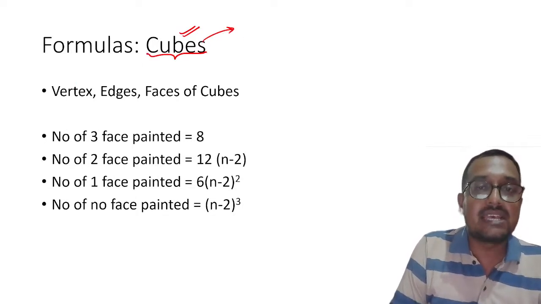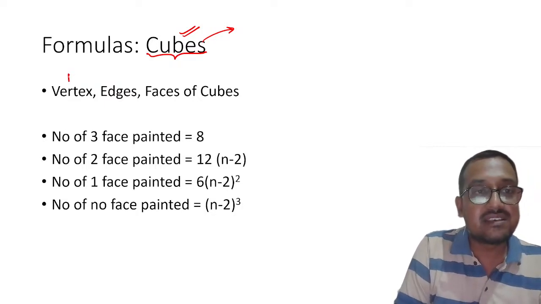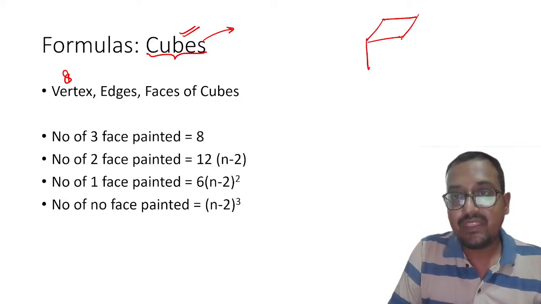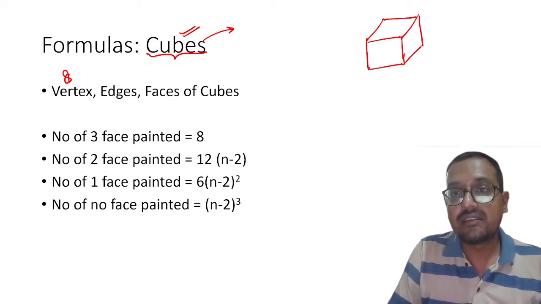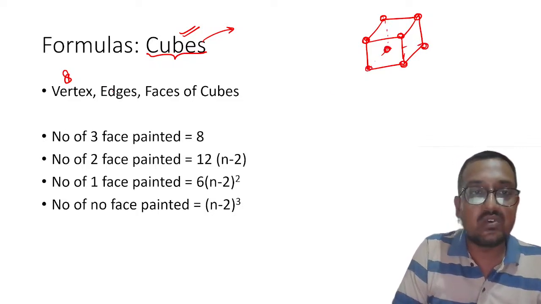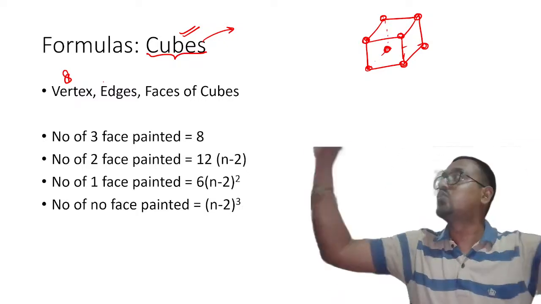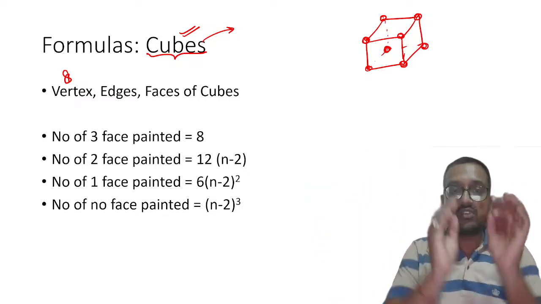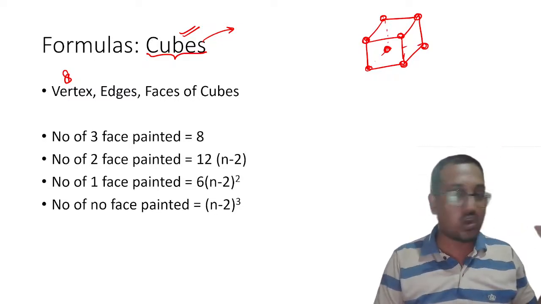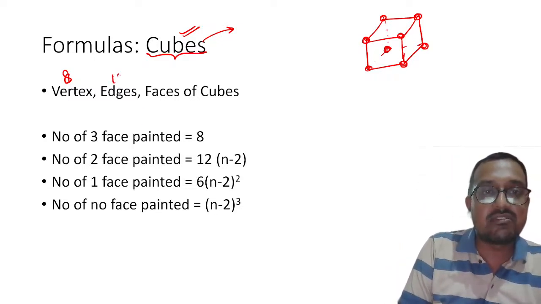Please remember a cube has how many vertices? It has 8 vertices. You can see 4 at the top, 1, 2, 3, 4, and then 4 at the bottom. I hope this is crystal clear to all of you. If you ever get in doubt, please see your room. Whatever room you are sitting in, when you see that room, you will realize that 8 vertices are there. Top 4 corners and bottom 4 corners. Understood? What about edges? There will be 12 edges.